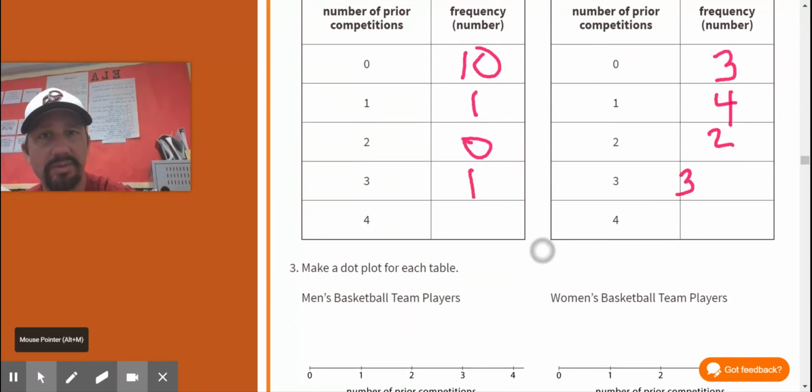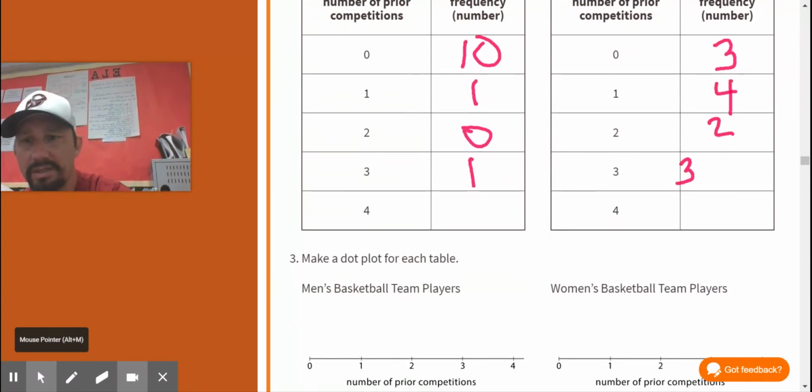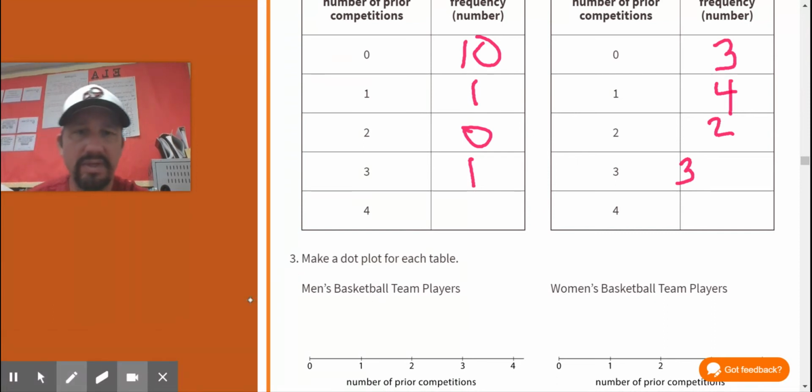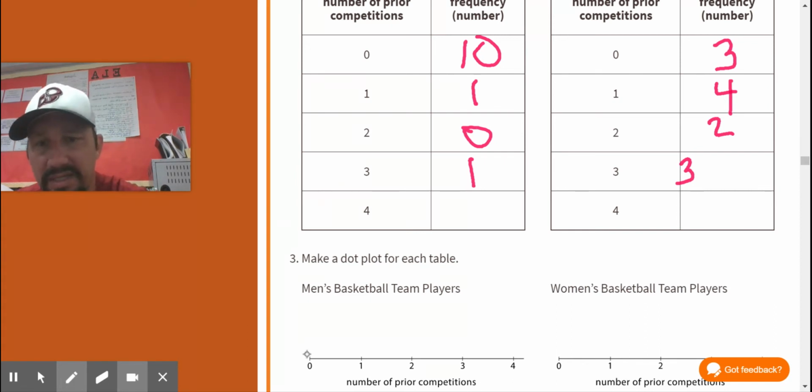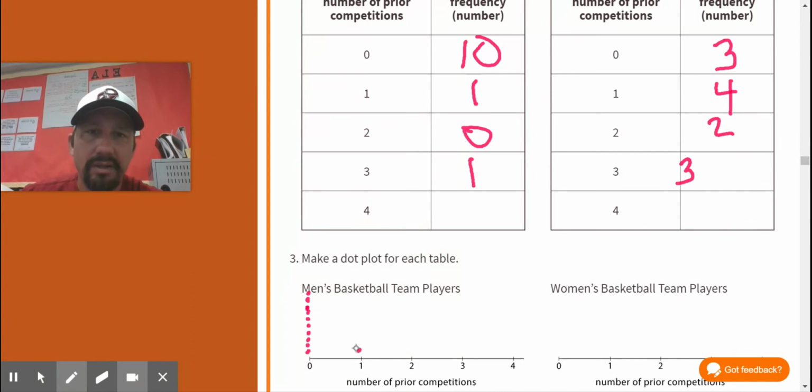Okay, so now that you've made your little organized table, we're going to do a dot plot. So this is the men's team over here. We'll do different colors on this then. So on 0 competitions, that means I've got to get 10 dots. I'm going to struggle with this. Woohoo! One person had 1. Nobody had 2, so you don't put anything there. One person had 3, and nobody had 4. Sorry, so there's nothing there.